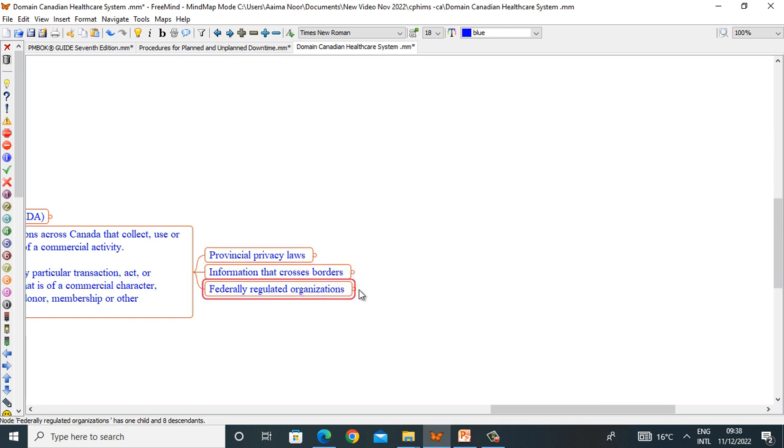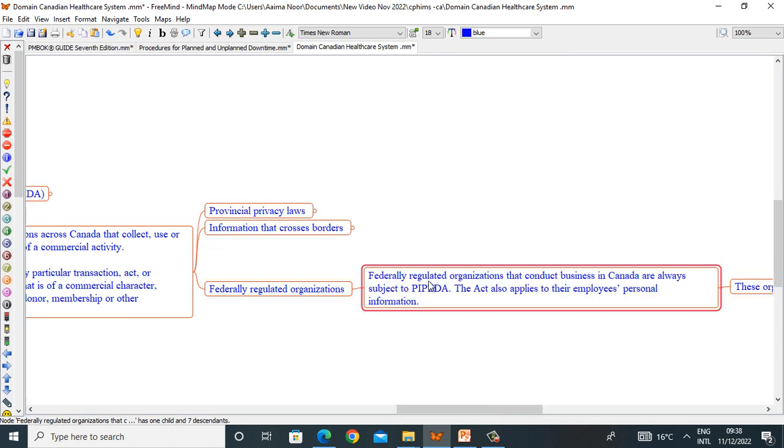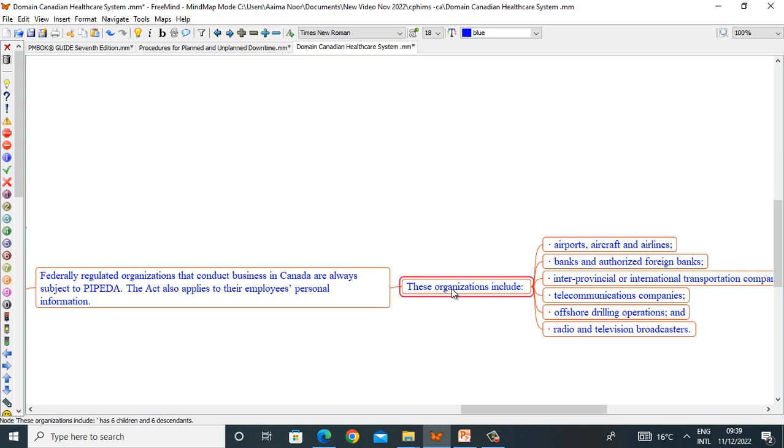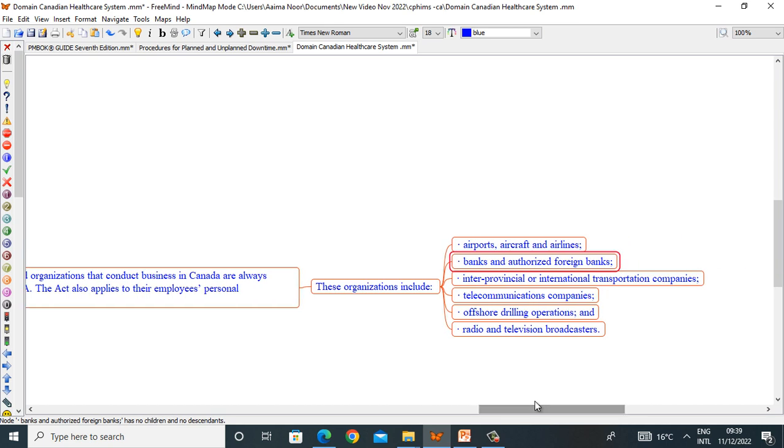Now see federally regulated organizations. Federally regulated organizations that conduct business in Canada are always subject to PIPEDA. The Act also applies to their employees' personal information. These organizations include airports, aircraft and airlines, banks and authorized foreign banks, interprovincial or international transportation companies, telecommunication companies, offshore drilling operations and radio and television broadcasters.